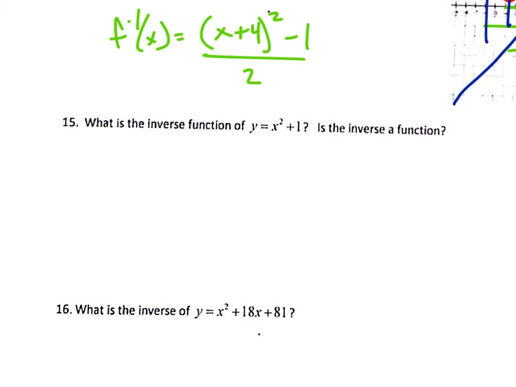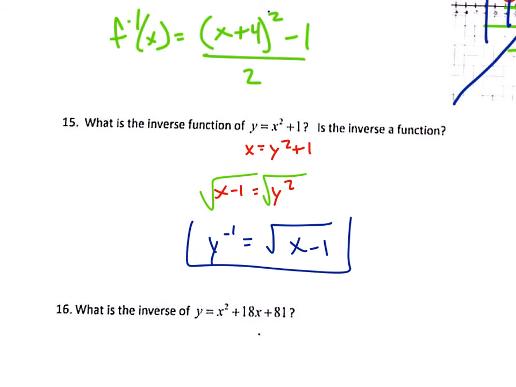Next one, what is the inverse function of x squared plus 1? We do my same steps, so I'm going to swap my x and my y, so I get x equals y squared plus 1. Then I move my 1 to the other side, so I've got x minus 1 equals y squared. And the opposite of something squared would be square root, so if we take the square root of both sides, you get y inverse equals the square root of x minus 1.